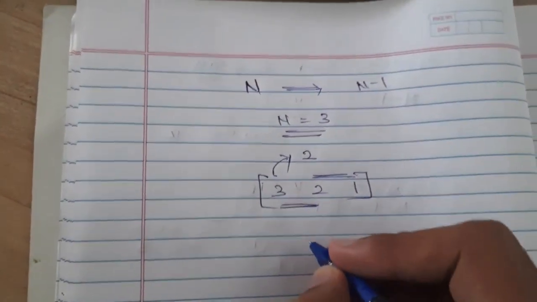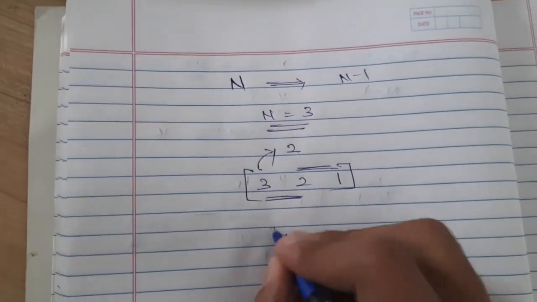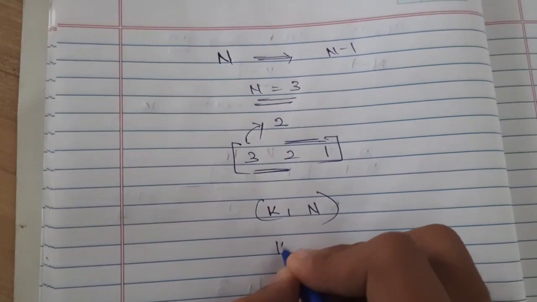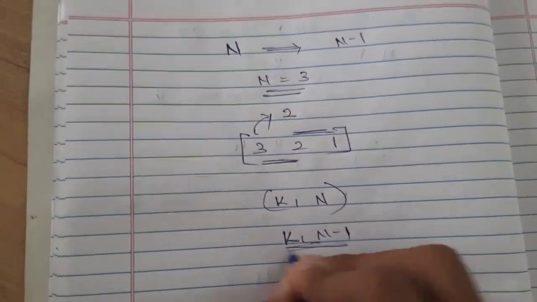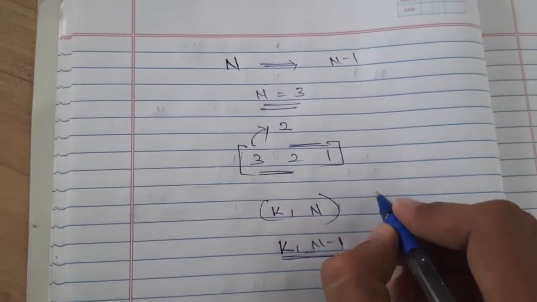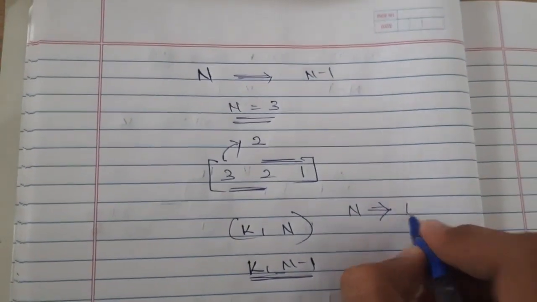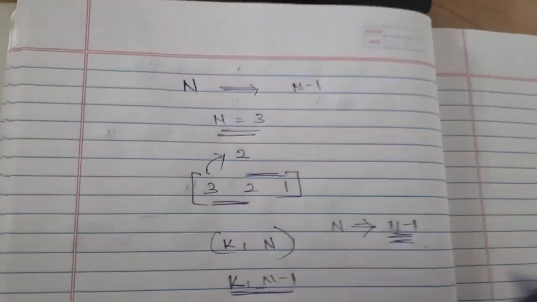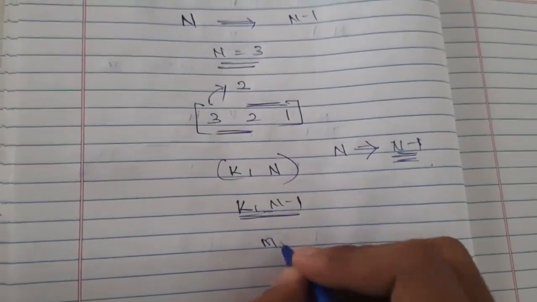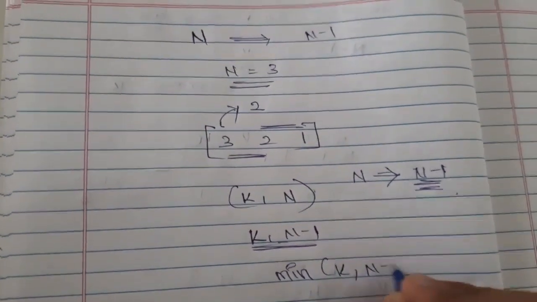Similarly, if we take the value of k and n, we need to take a minimum between k and n minus 1. So k can't be greater than n minus 1, because if an array contains n elements, the maximum number of inversions that we can get is just n minus 1. If k is greater than n minus 1, it doesn't make sense. So we will be limiting the value of k to n minus 1 only.